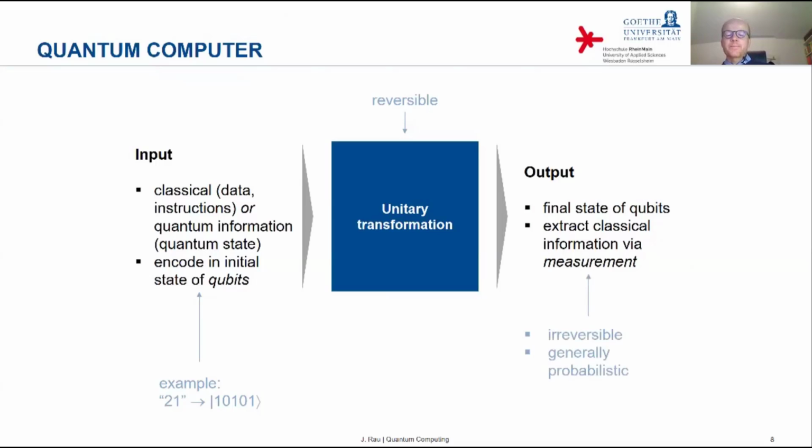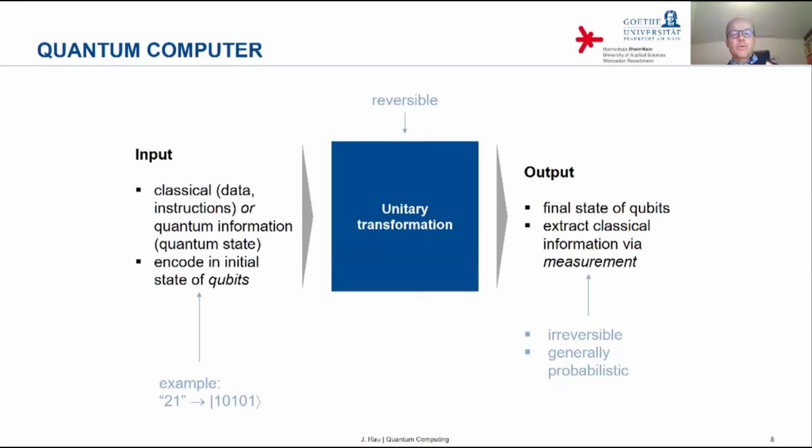Typically, this measurement is done in the standard basis of the qubits. Now, the measurement, that's the component of the quantum computer that introduces an element of irreversibility. Because when you do a quantum measurement, then from the output of the measurement, in general, you cannot infer the quantum state that you had before.